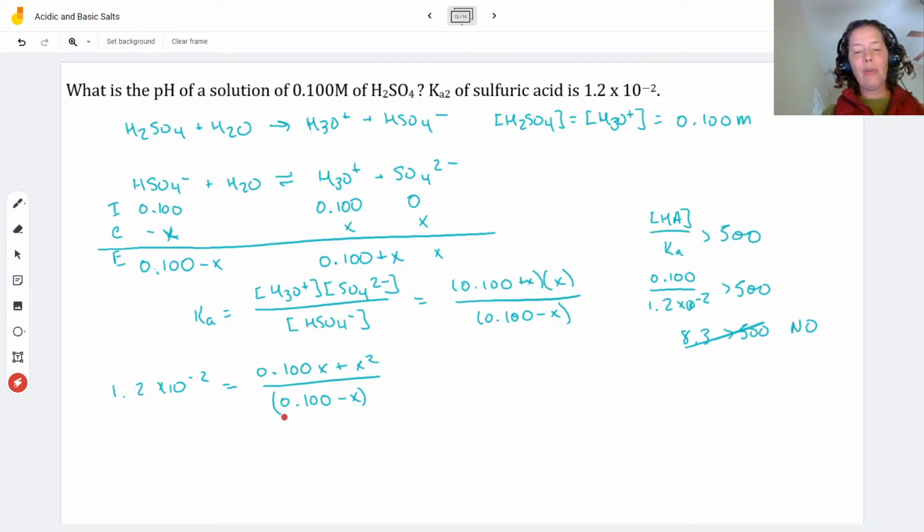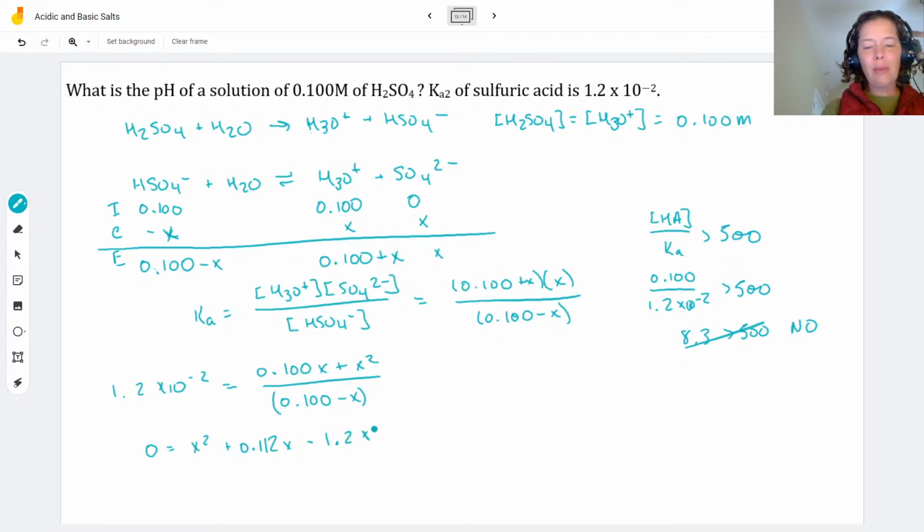Mathematically, what we do is take this denominator and bring it over to the left, and then combine like terms. I have actually already done this part, so I'll show you what the quadratic looks like. Remember, when you're setting up an equation to be able to use the quadratic equation, you want to set it equal to 0. So this expression simplifies to 0 equals x squared plus 0.112x minus 1.2 times 10 to the negative third. This is our quadratic.